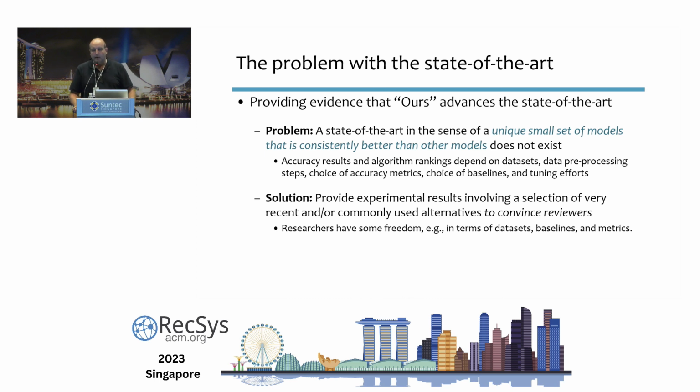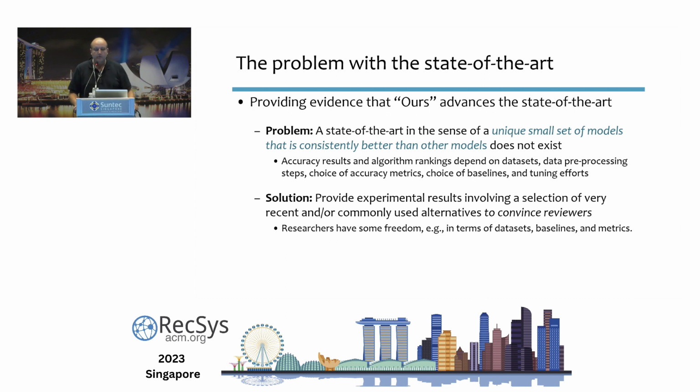I would say the problem is there is no unique state of the art that you can compare with, in the sense that the state of the art is a small set of models that is better than all the models on all data sets, on all metrics, because we know that the performance of an algorithm depends on many factors like data set characteristics, pre-processing choices, accuracy metrics, and so on. So now let's assume we don't have that state of the art. How can we do research?